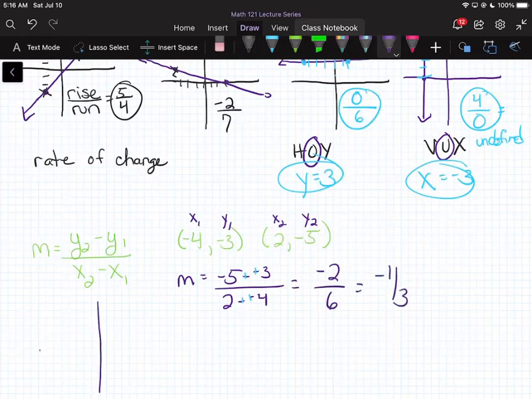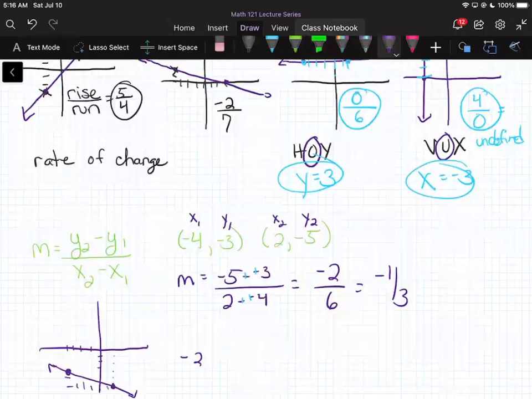And if I were to plot those points, (-4, -3) and (2, -5), if I connect those with a line and then measure my slope, I'm going down 1, 2, and over 1, 2, 3, 4, 5, 6, which simplifies to -1/3.